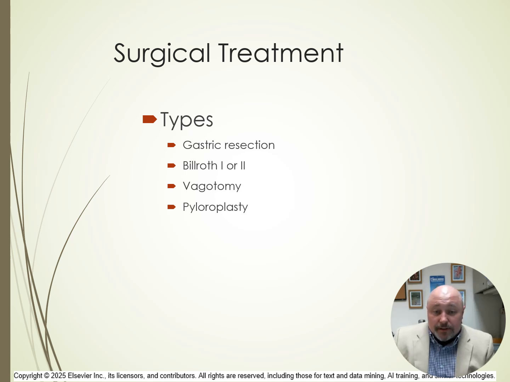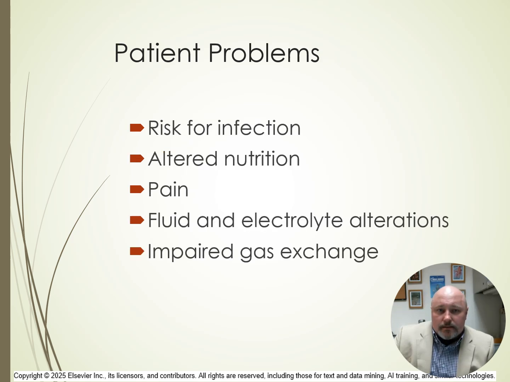For surgical treatment, there could be various different types, such as a gastric resection, a Billroth 1 or 2, a vagotomy, or a pyloroplasty. Several nursing diagnoses are associated with the postoperative care of the patient with upper GI bleeding. These diagnoses include risk for infection of wound, peritoneum, or both. Altered nutrition, pain, fluid and electrolyte alterations, or even impaired gas exchange may also be present.